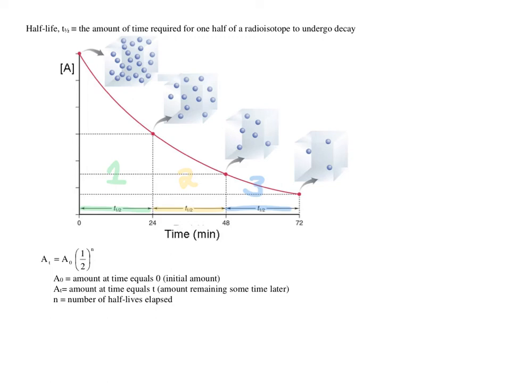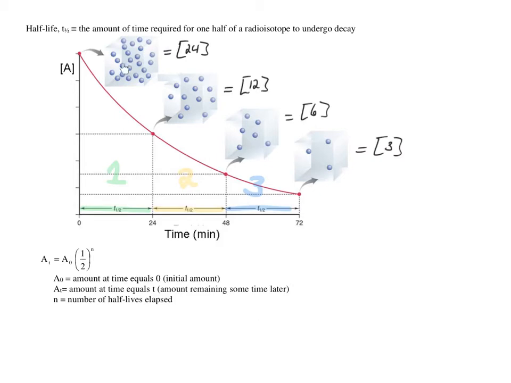Here's a delightful cartoon that illustrates the concept of a half-life. What we see here represented are 3 half-lives. From 0 to 24 minutes is one half-life, 24 to 48 minutes is a second half-life, and 48 to 72 is a third half-life. So there's 3 half-lives that have elapsed over the course of these 72 minutes.